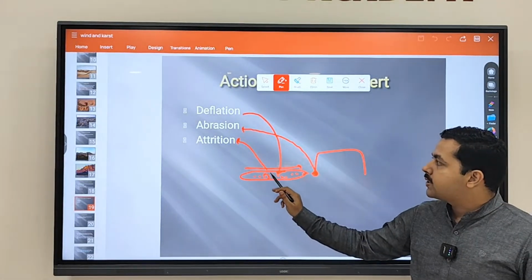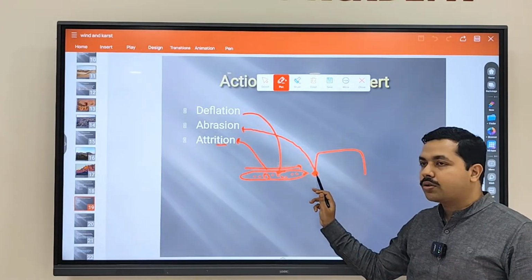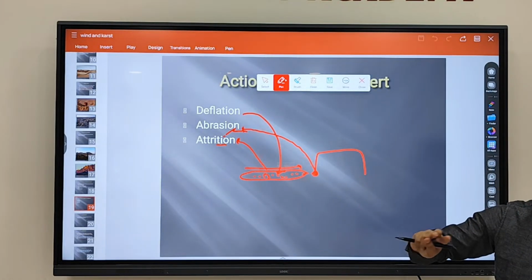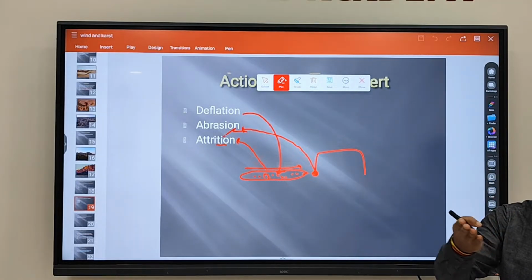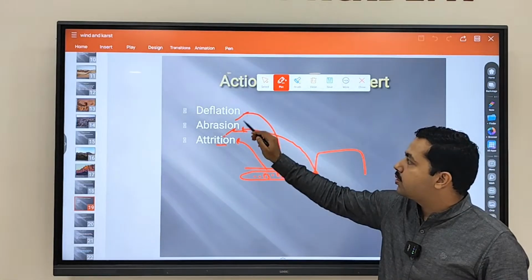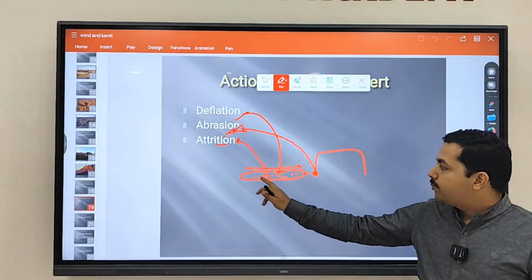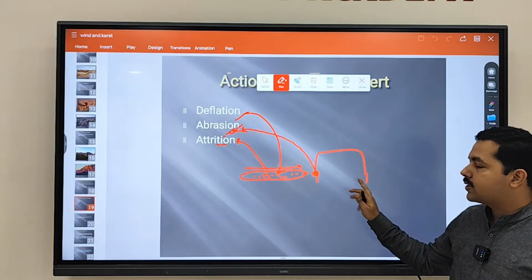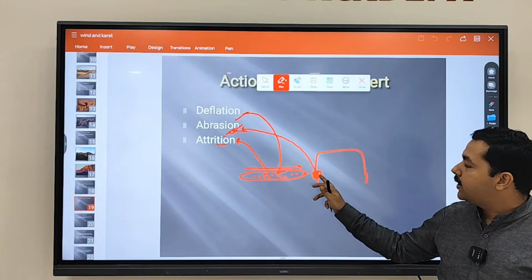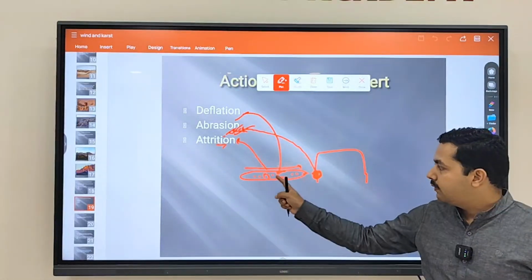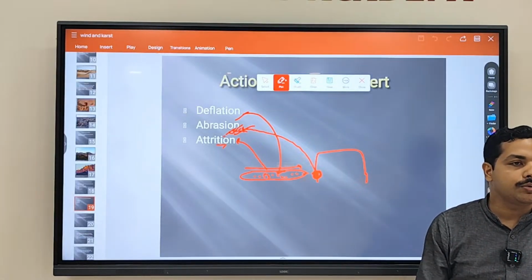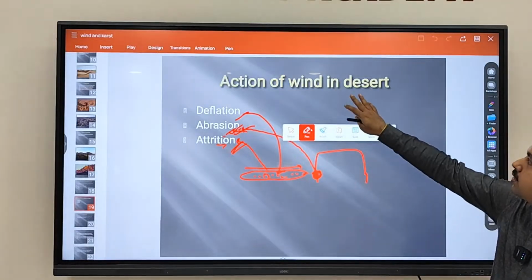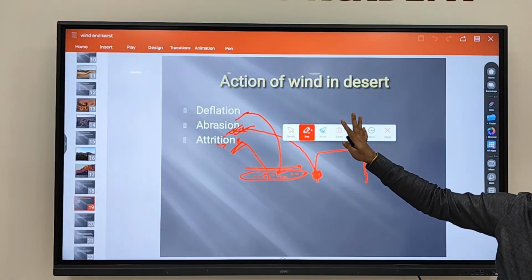Clear? So when they are colliding amongst themselves, it is called attrition. But when these particles collide with the rocks, it is called the abrasion process. Fine. So three things are there: deflation, abrasion, and attrition. Deflation means wind picking up the particles and moving away. This is what we call the deflation process. Second is abrasion. Abrasion is basically these particles colliding with the rocks present in the desert. Then these rocks will get eroded. This is called the abrasion process. And attrition means when the particles collide with each other, breaking happens due to friction. This is called the attrition process. So these are the three ways in which you see wind performing certain actions in the desert region. Fine.